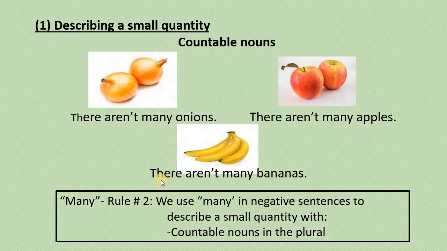And this is also the same here in the third sentence, guys. There aren't many bananas. So we use the expression many. So this is the second situation where we use the word many. So guys, again, rule number 2 for many: we use many in negative sentences to describe a small quantity with countable nouns in the plural.